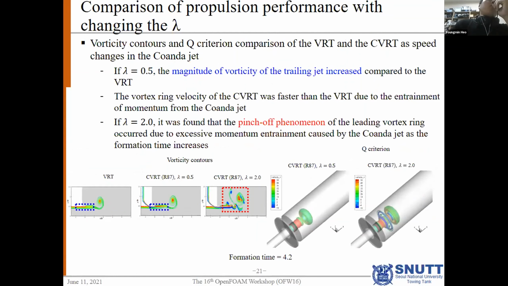If lambda is 0.5, the magnitude of vorticity of the trailing jet increases compared to the VRT. The vortex ring velocity of the CVRT is faster than the VRT due to the entrainment of momentum from the Coanda jet. If lambda equals 1, it was found that the pinch-off phenomenon of the leading vortex ring occurred due to excessive momentum entrainment caused by the Coanda jet as the formation time increases.